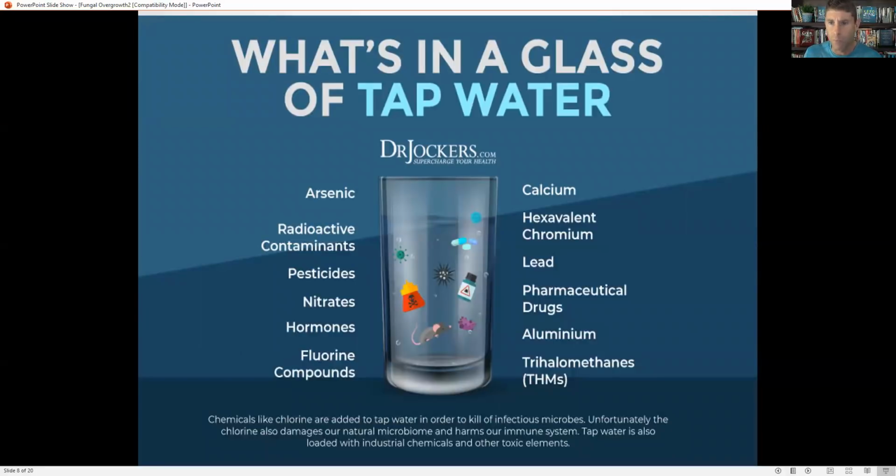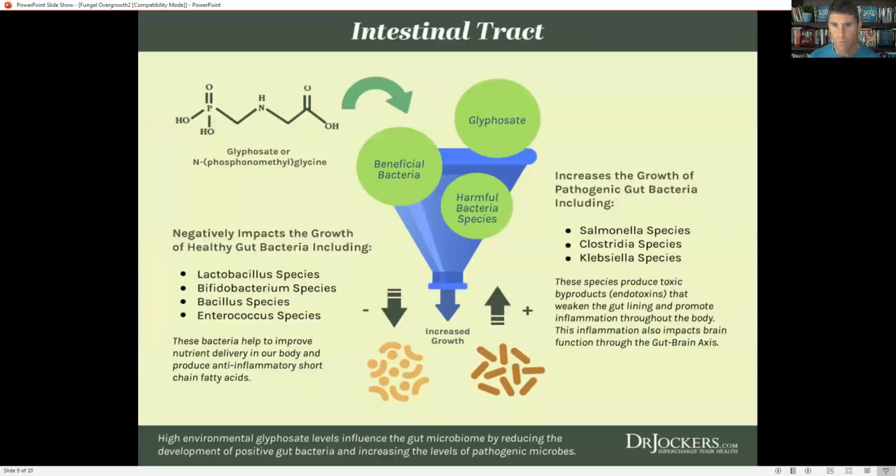What's in a glass of tap water? So when we drink tap water that hasn't been well filtered, we're going to get chlorine, right? We're going to get fluorine, for example, pesticides, all different types of stuff, lead, pharmaceutical drugs, lots of really bad stuff that is going to damage our system. So tap water is a major factor with this.